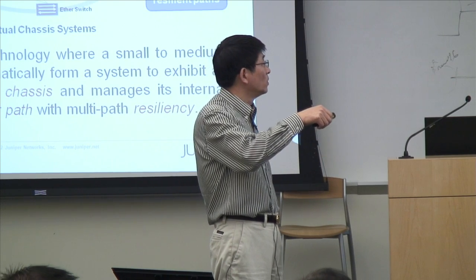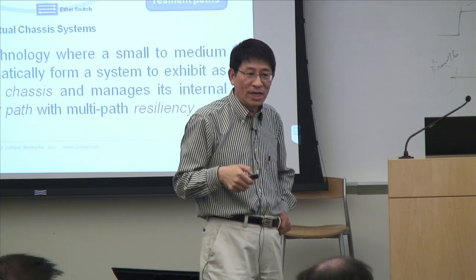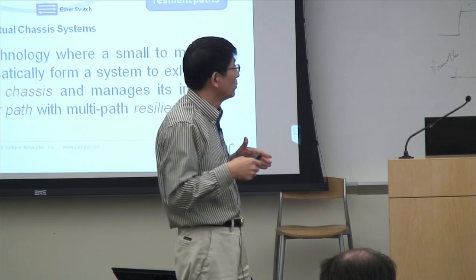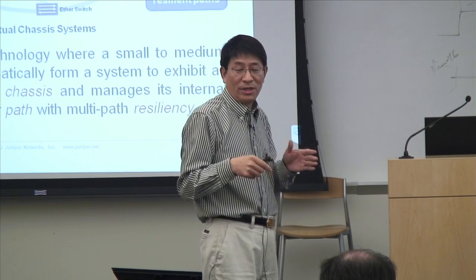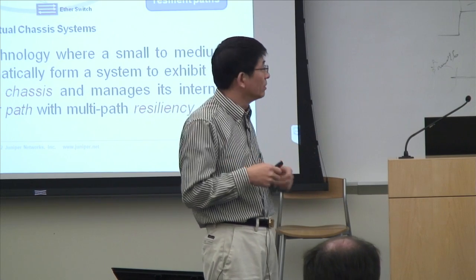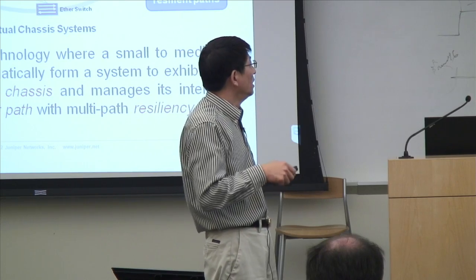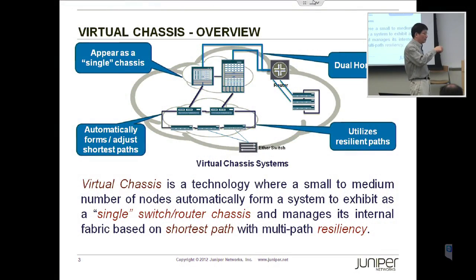When these two form a virtual chassis, it appears as a single switch or router, and you can manage it using a single IP address, just like a single switch. The switches can automatically join the system. When you have a few boxes together, they can join the system together. And we support various resiliency features: link protection, multipathing, and of course dual homing.